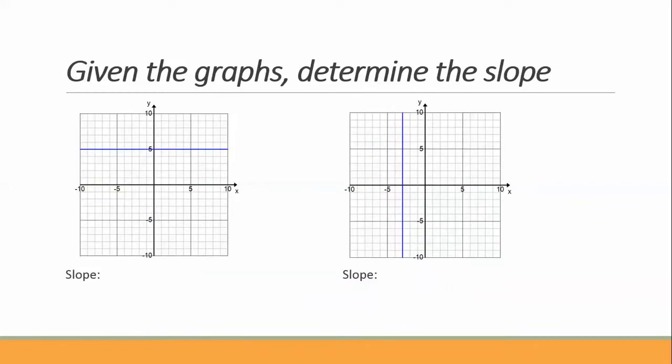Let's try this one. How much does this slope go up and down? It doesn't go up and down, so the slope is 0. For horizontal lines, the slope is always 0. For vertical lines, it goes up. We can't tell how much it goes up and down, so it's undefined. Slopes of vertical lines are undefined. Slopes of horizontal lines are 0.